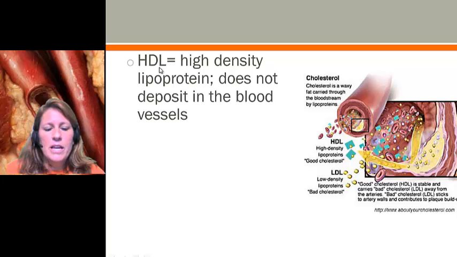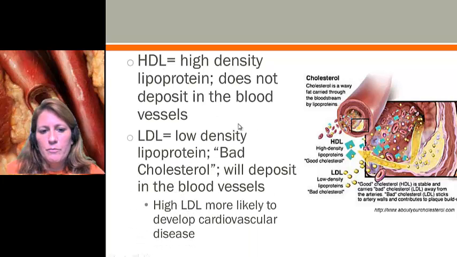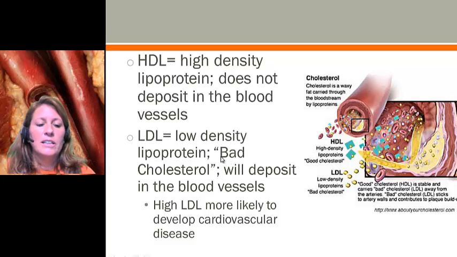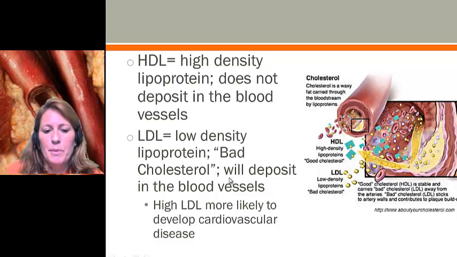So here is HDL and LDL. You may have heard parents or grandparents talk about cholesterol and triglycerides if they have a lipid panel. HDL: the H is high density, the L stands for lipoprotein. So the HDL is your good cholesterol, which does not deposit in the blood. Your LDL is your low density lipoprotein, or your bad cholesterol. I had someone call it, and I thought this was real clever, lousy cholesterol. That's a good way to remember it.